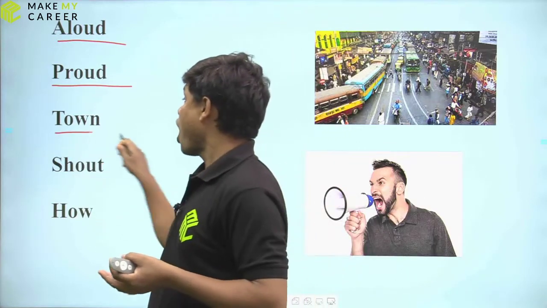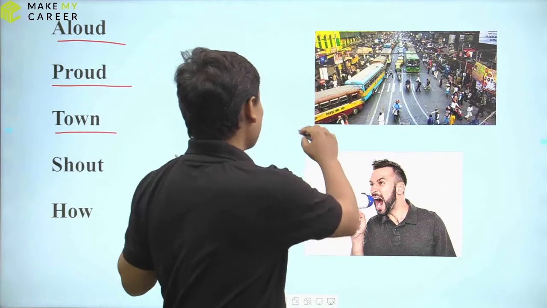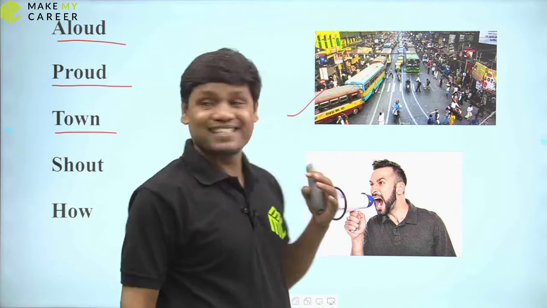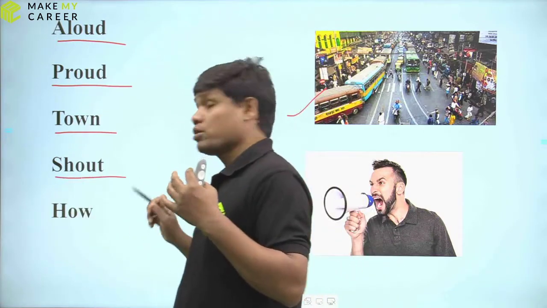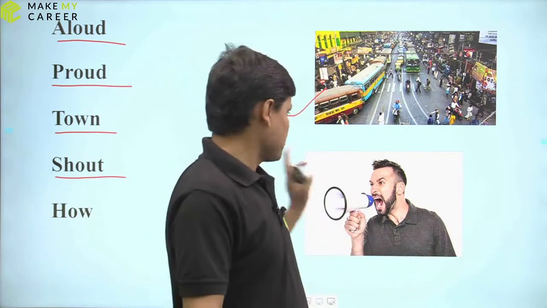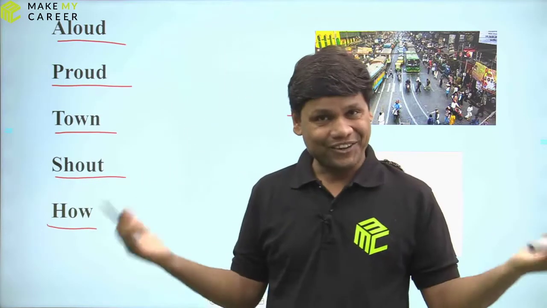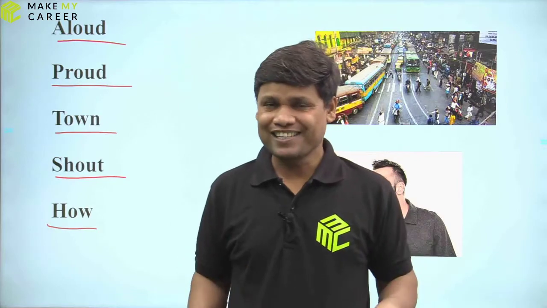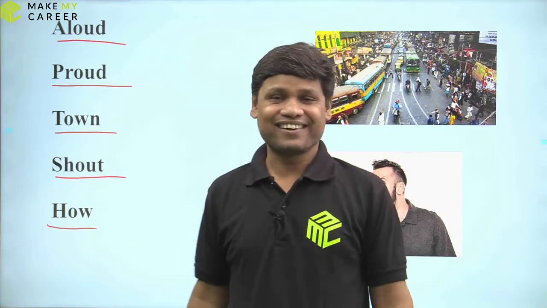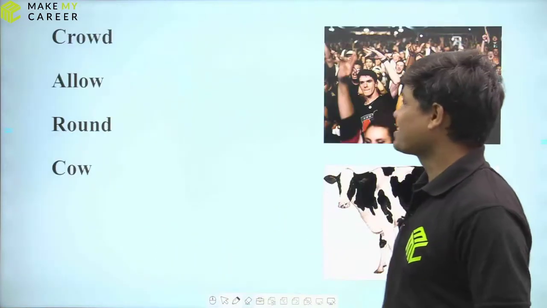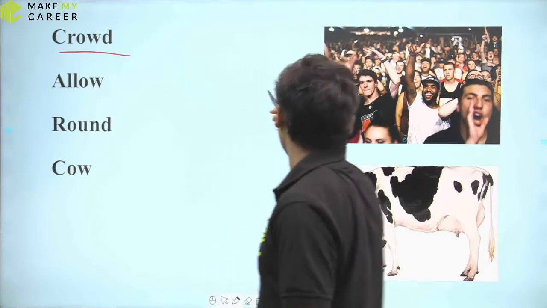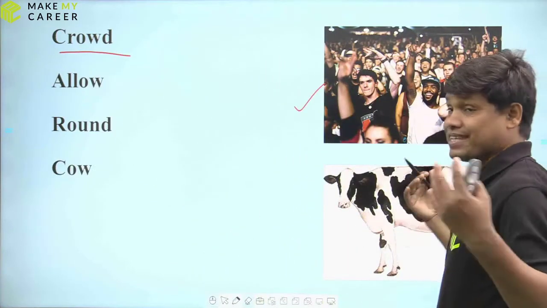Next one is town. Oh my god, how beautiful the town is, right? Now shout. Hey, don't shout. This man is already shouting, okay? Now how? How are you? How are you guys? How are you friends? Okay. Next, crowd. Oh my god. See the crowd of students.